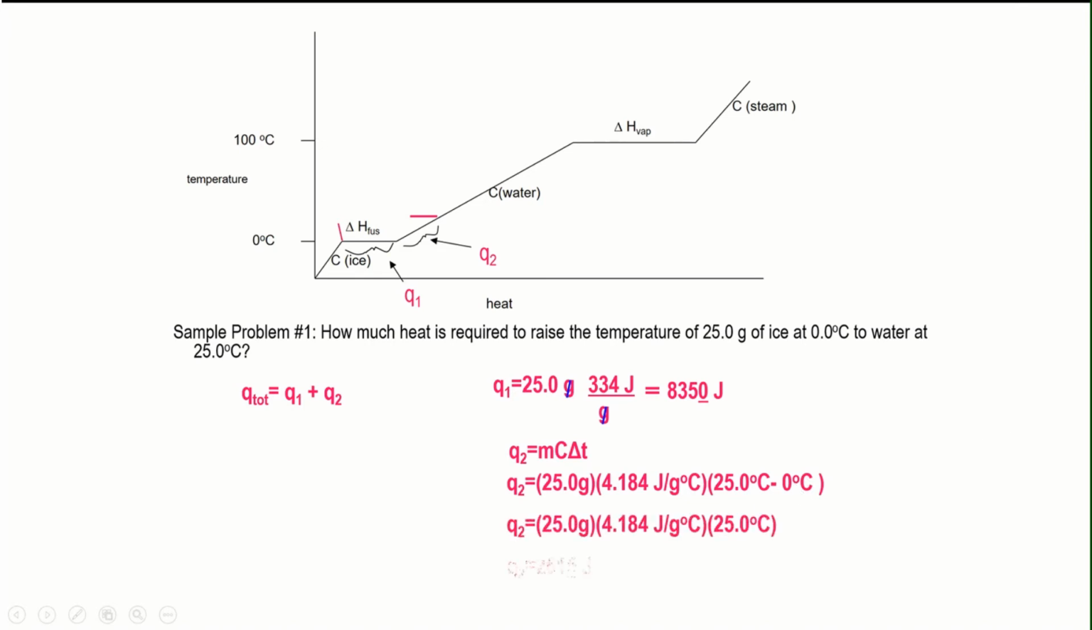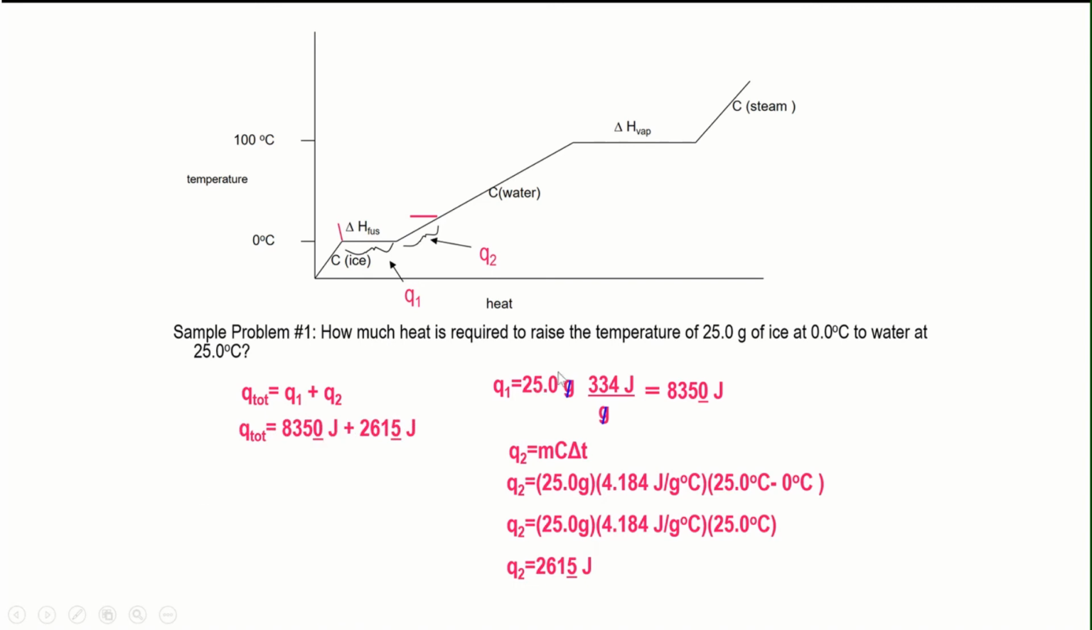You can crunch those numbers, and I'll get a second amount of energy. The amount of energy required to go from water at 0 degrees to water at 25 degrees is going to take 2,615 joules. Once again, I've underlined the digit that is not significant. I've got 3 there, 4 here, 3 there. So I should have 3 in my final answer. I don't round it off because I'm not quite done. I've got one more step to do.